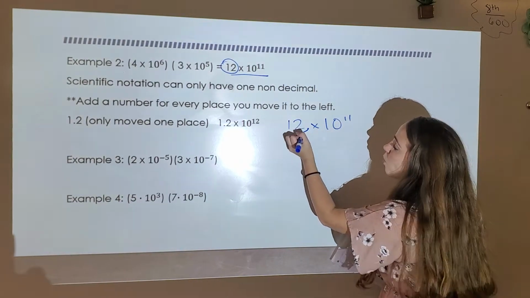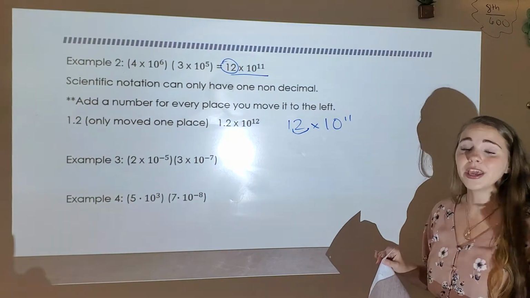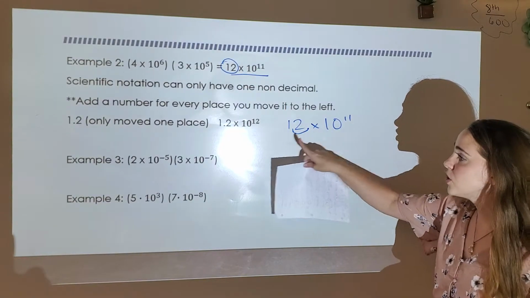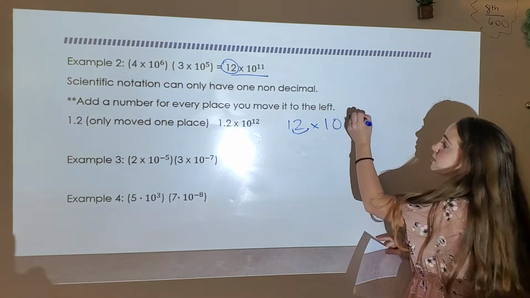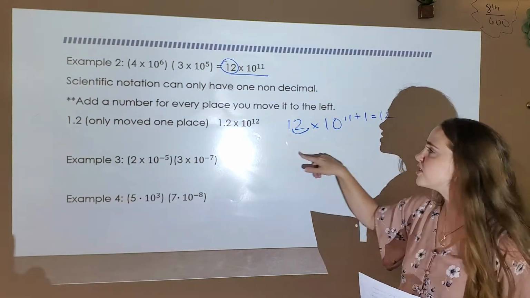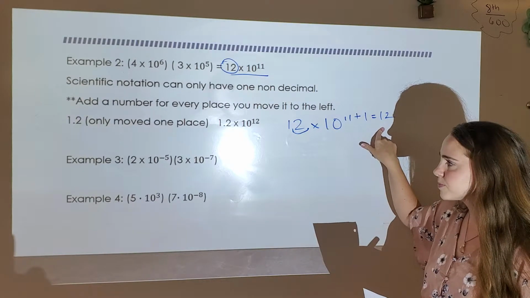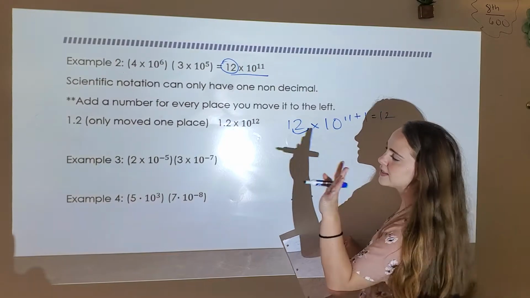So we have to move it one place. For every one place we move to the left, we add 1 to the exponent. So it ends up being 1.2 times 10 to the 12th, because 11 plus 1 equals 12. So every time we have to move it over a place to the left, we add a number to the exponent. So it's not super difficult, it's just you have to know it.